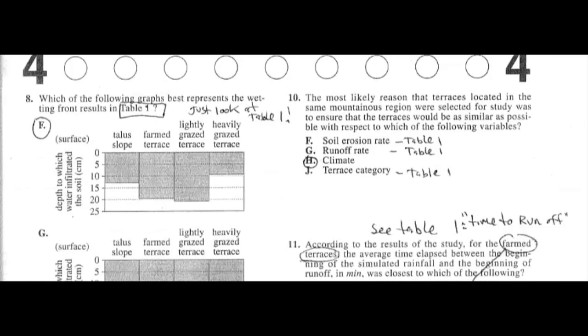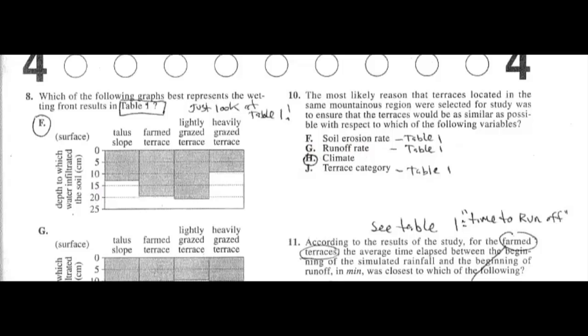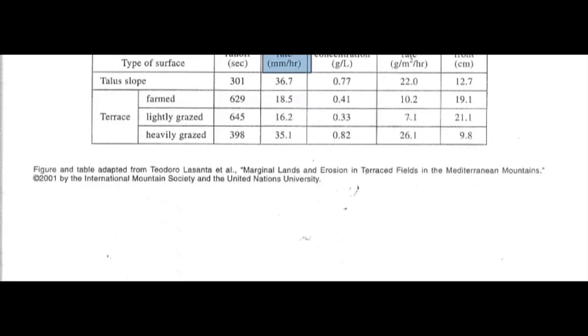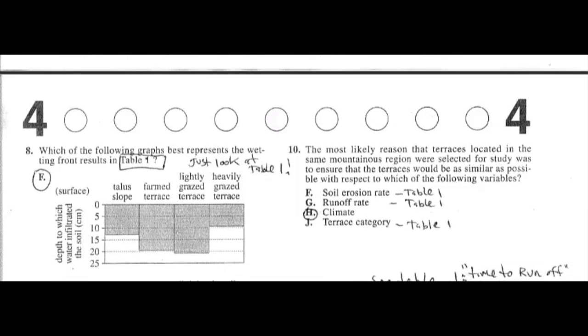If you look at G, G says runoff rate. Runoff rate was one of the things we saw up here. Here is the runoff rate. Is that similar? 36 to 16? Nope, that can be crossed out as well. It's different, and it is also an experimental variable. It can be crossed out.